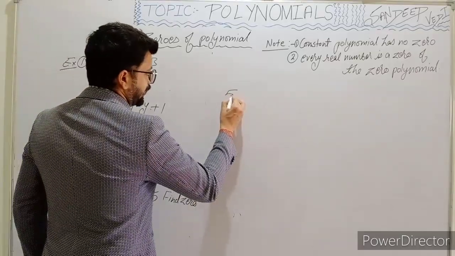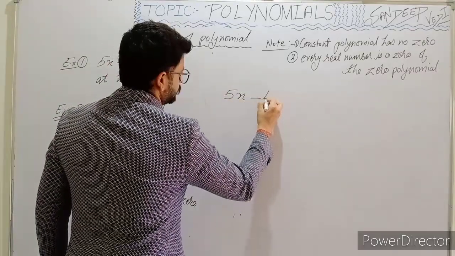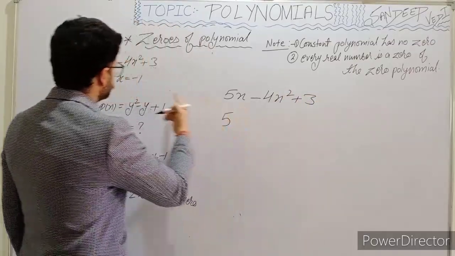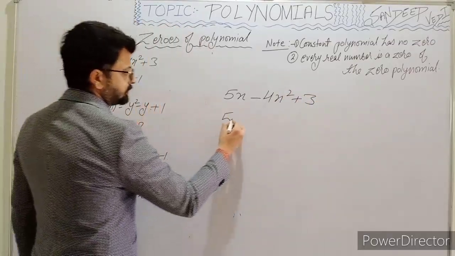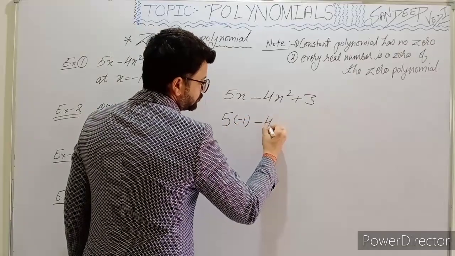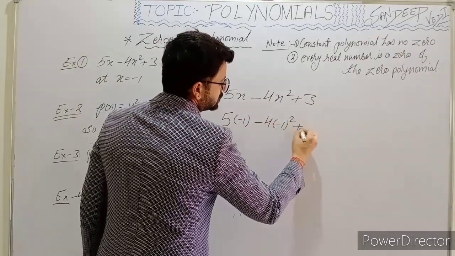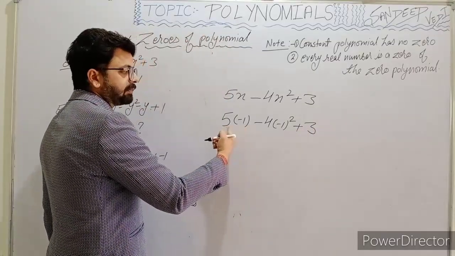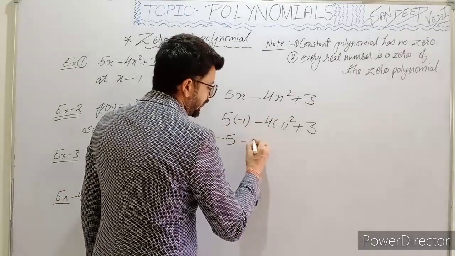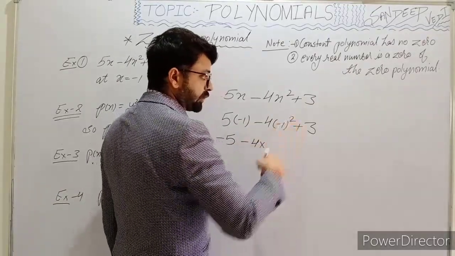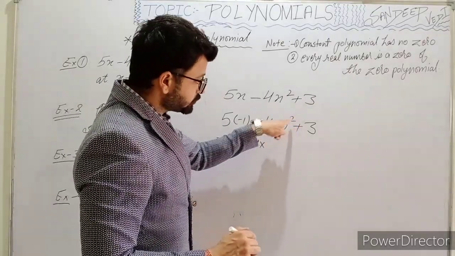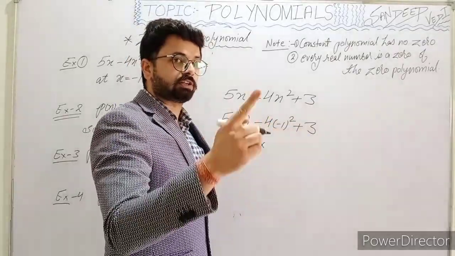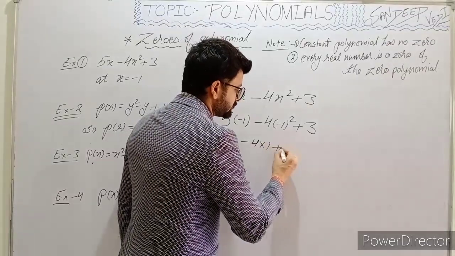Directly in this polynomial 5x minus 4x square plus 3, we place -1 at the place of x. So -1 minus 4 times (-1) square plus 3. 5 multiplied by -1 is -5, minus 4 multiplied by (-1) square. This negative term squared will become positive, because -1 multiplied by -1 gives +1, plus 3.